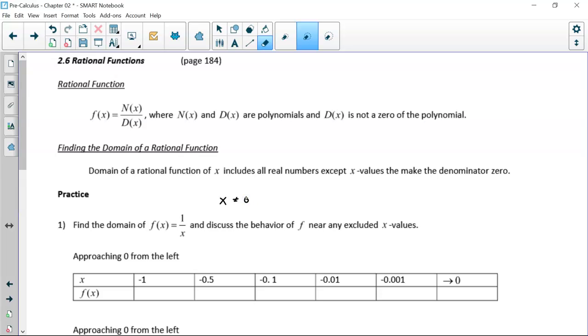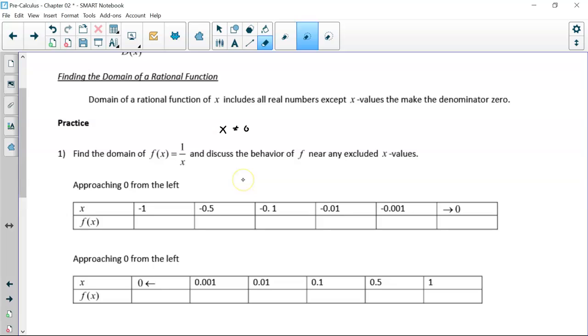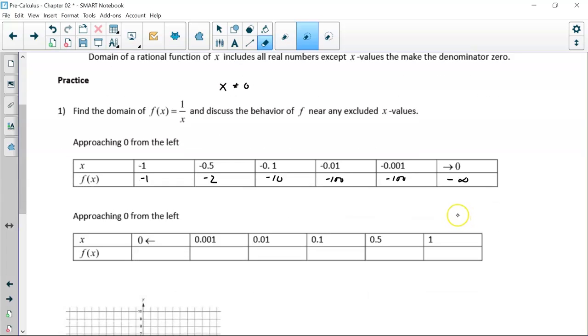Now, if we're approaching that from the left, so if we're dividing, 1 divided by negative 1 is negative 1. 1 divided by negative 1/2 is negative 2. Negative 0.1 is negative 10. Negative 0.01 is negative 100. Then negative 1,000. So as we're approaching 0 from the left-hand side, we're heading towards negative infinity. The closer we get to 0, the further down it goes towards negative infinity.